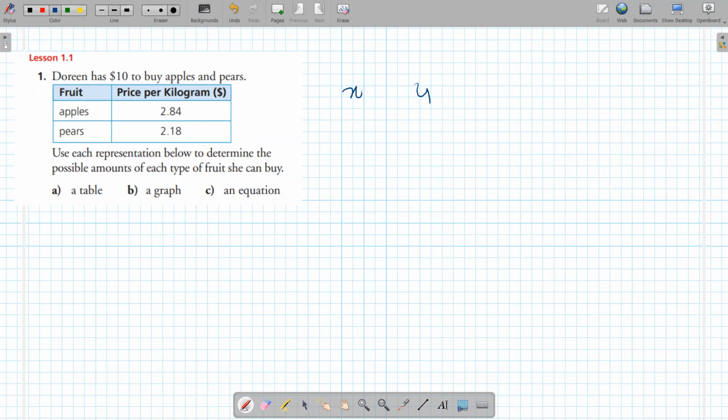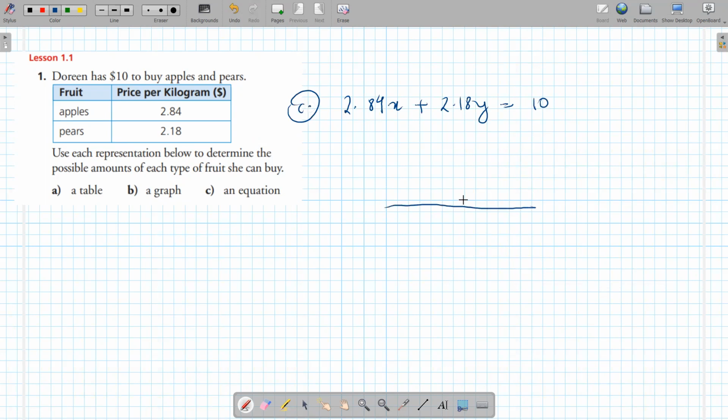What is x? 2.84x plus 2.18y. Yeah, so this is going to be our equation. 2.84x plus 2.18y is equal to 10. Yeah, like that. That's the answer to part C.